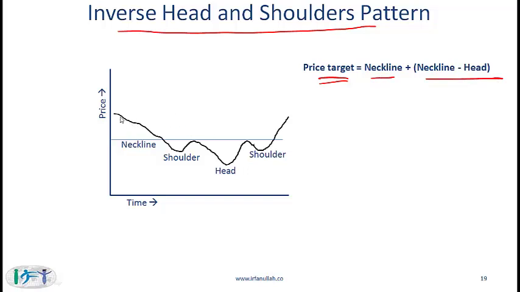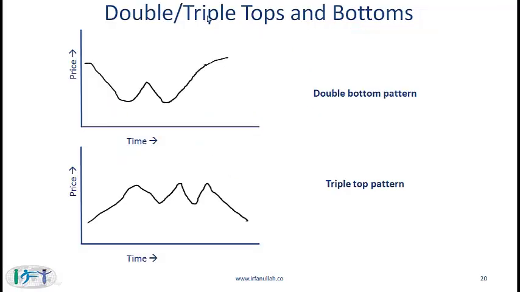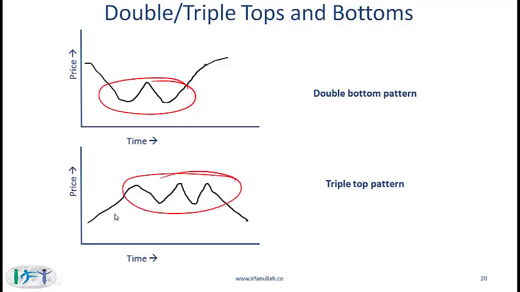In this particular case, you have a downtrend, the pattern, and then there is a reversal, so the stock price starts going up. We can also have double tops and bottoms, triple tops and bottoms, and they are fairly self-evident here. Notice these are reversal patterns. This is a double bottom. This is a triple top.